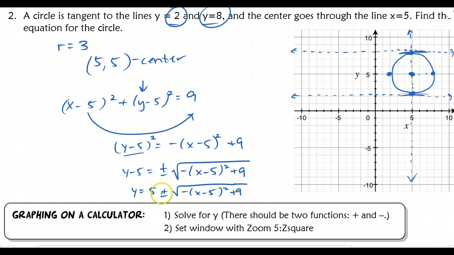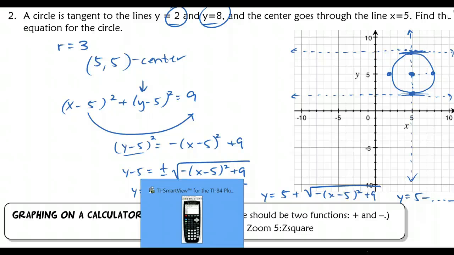You actually have to input it for two different functions. So you would input this as y equals 5 plus the square root of negative x minus 5 squared plus 9, and y equals 5 minus, I'm running out of room, but you get the point. So also make sure to set your window with zoom 5, because you want to have an accurate picture of what it looks like. Otherwise it'll distort the image. So you want to see that it's a circle, so hit zoom 5, because it'll make whatever viewing rectangle you're in a square.